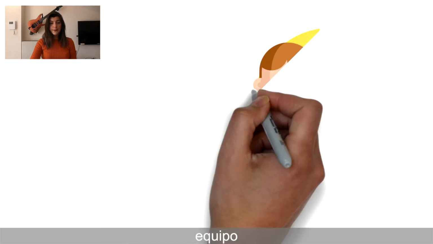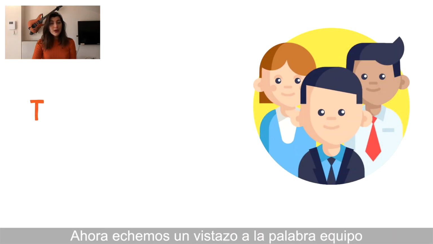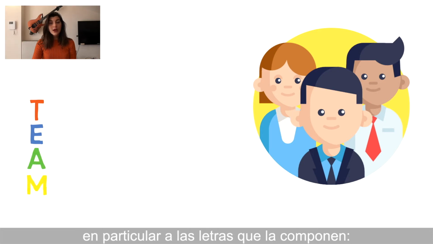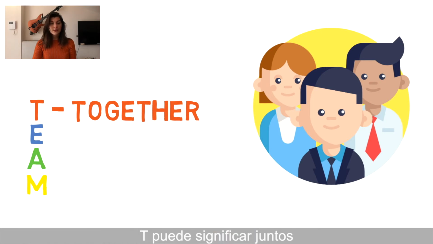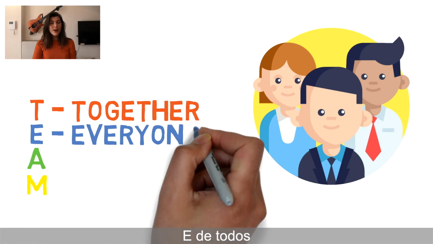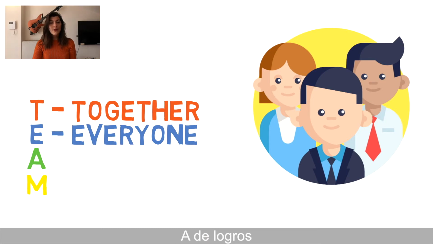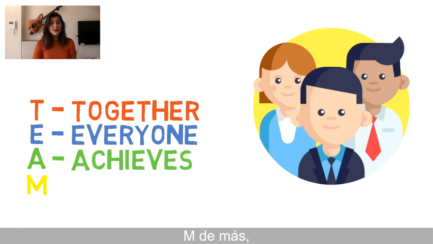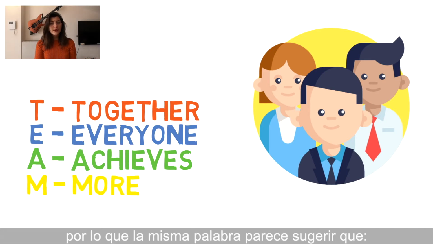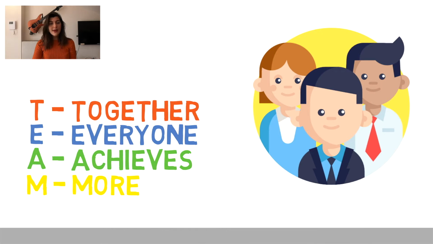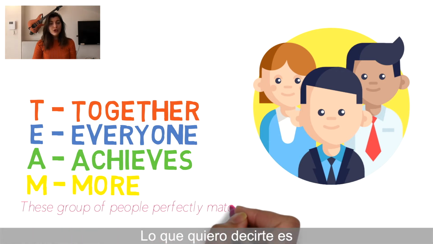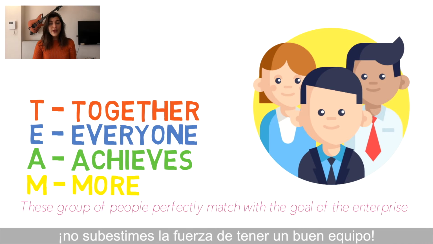Now, let's have a look at the word team, in particular at the letters that make it up. T stands for together, E stands for everyone, A for achieves, and M stands for more. So, the word itself actually seems to suggest that together, everyone achieves more. What I want to tell you is, don't underestimate the strength of having a good team.